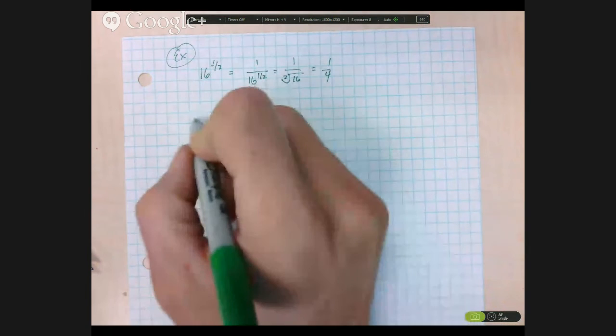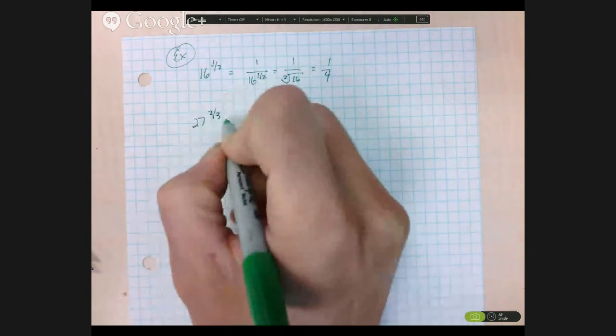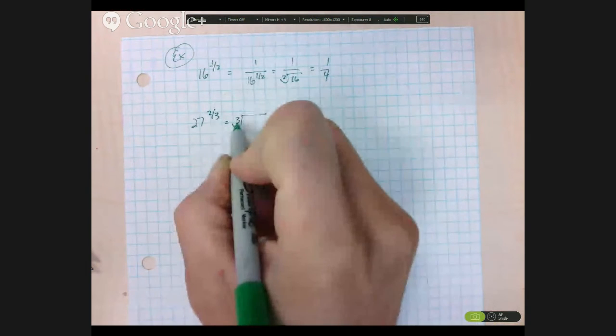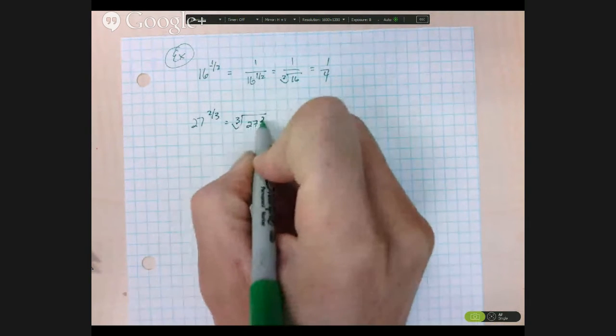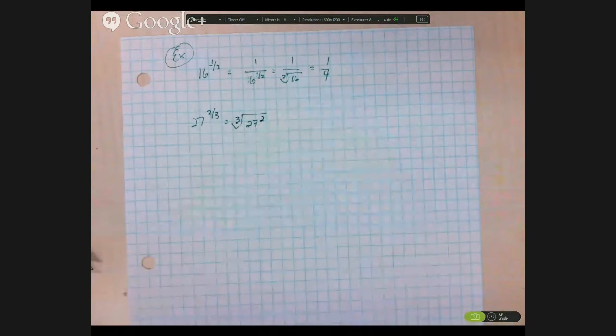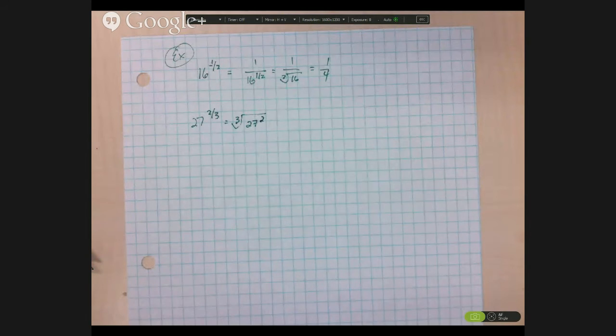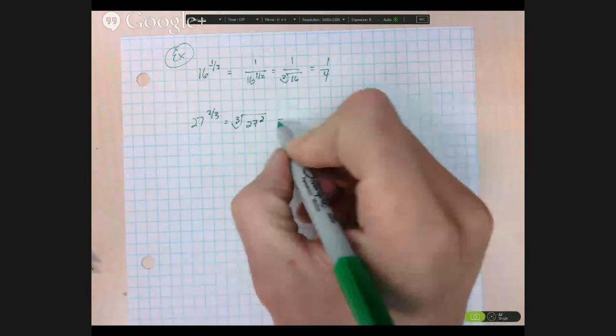How about 27 to the 2/3? Okay, that's the cube root. 3 goes in the root, 27 squared. You can do those in either order. The cube root of 27 is 3.